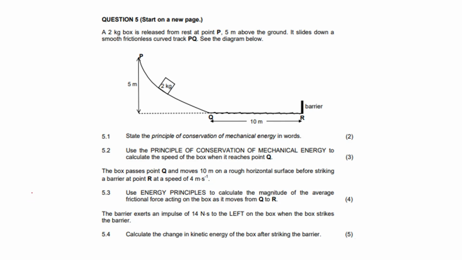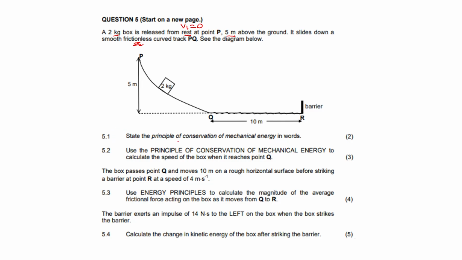Hi guys, let's take a look at this question where we have a 2 kg block that is released from rest, so initial velocity will be 0, at point P, 5 meters above the ground. It slides down a smooth, frictionless curved track PQ, so PQ friction is 0, and then you can see on the diagram QR, there's definitely friction there, and the length between the two is 10 meters, and then we have a little barrier there.